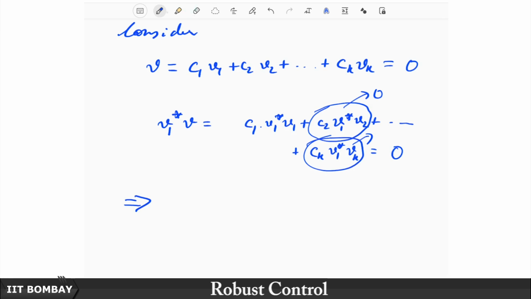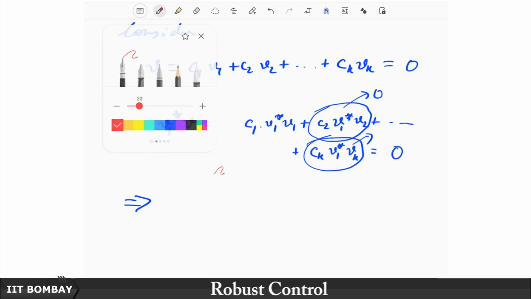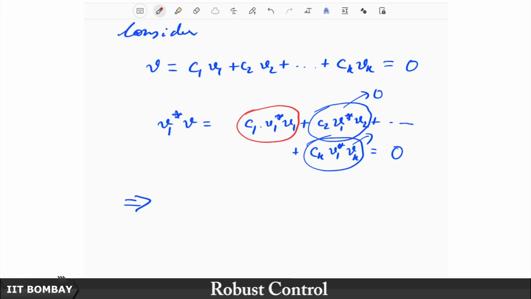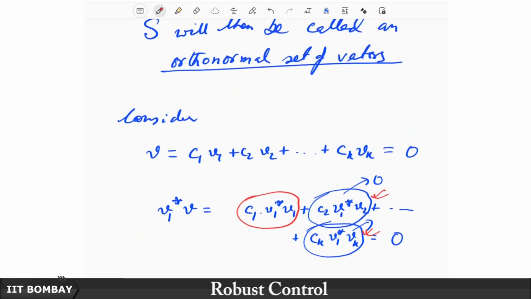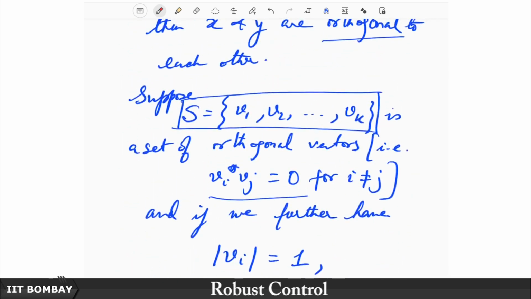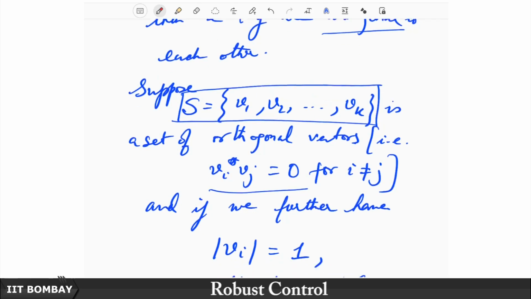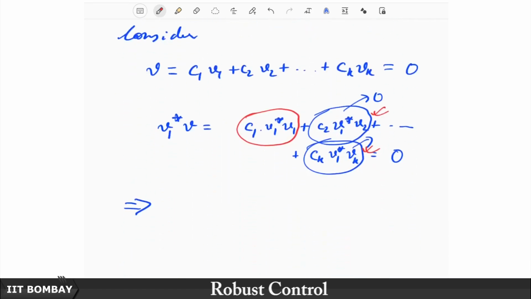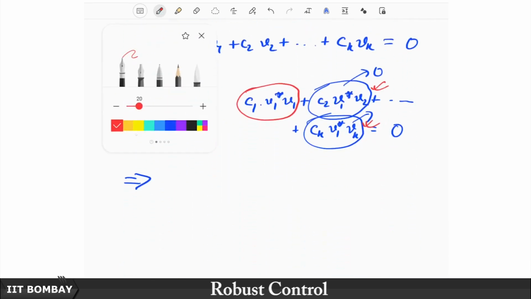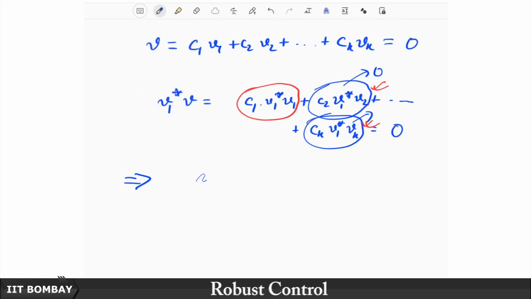So, apparently the only non-zero term here is this. Why are each of these 0? That is because V1 inner product with any other Vj when j is not equal to 1 is going to be 0 by the tenets of orthogonality, right. And now, therefore, we can conclude from this preceding step that this implies C1 is equal to 0.